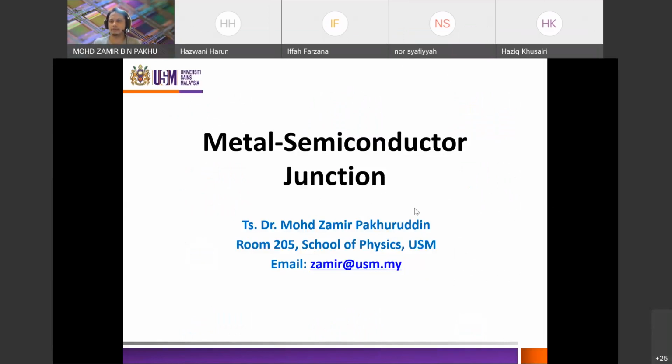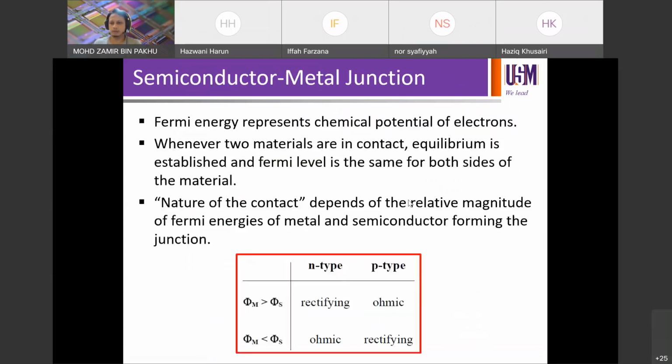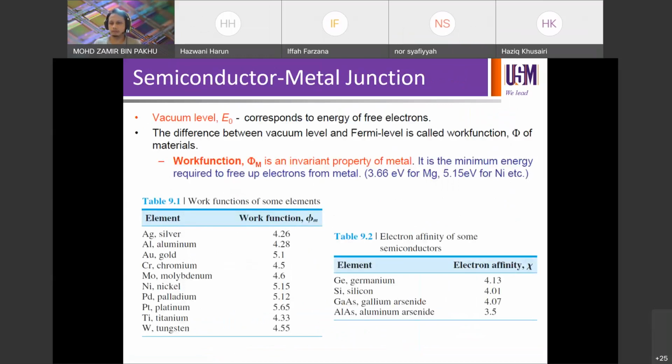Okay, can you see the slides? About the slides? Okay, good.